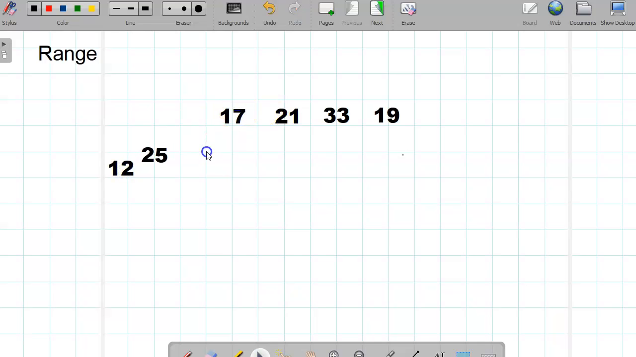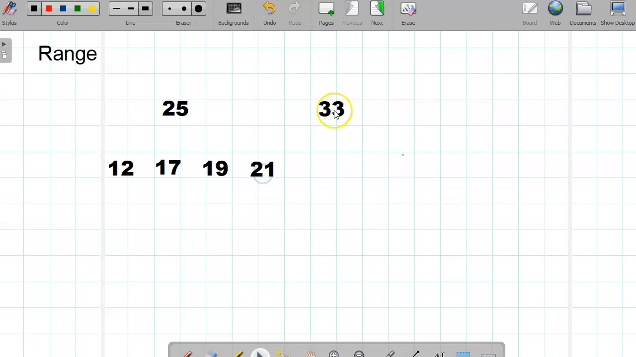Move on to 17, 19, 21, 25 and 33. Now, to calculate the range of these numbers, what I need to do is take the largest number, so in this case that would be 33, and then I need to take away the smallest value, which is 12.